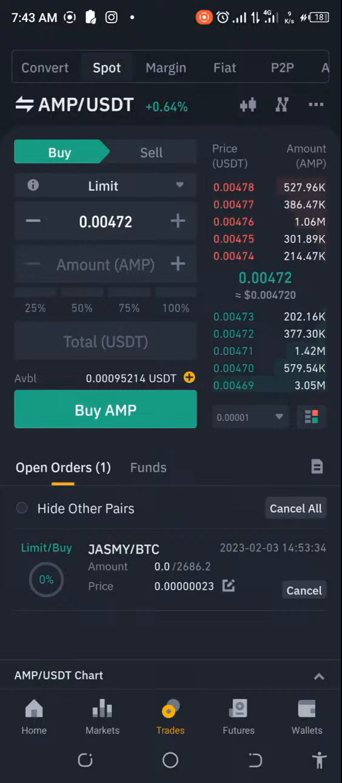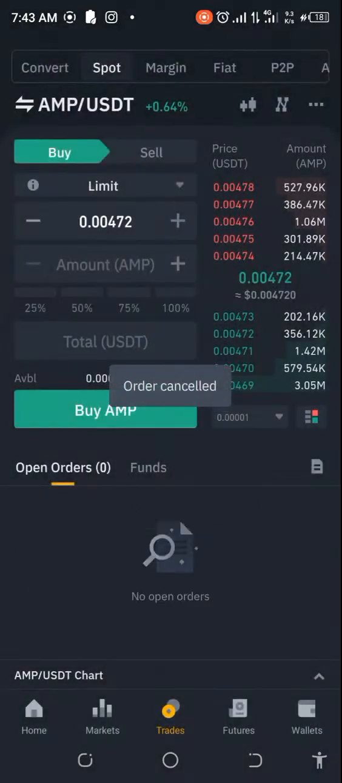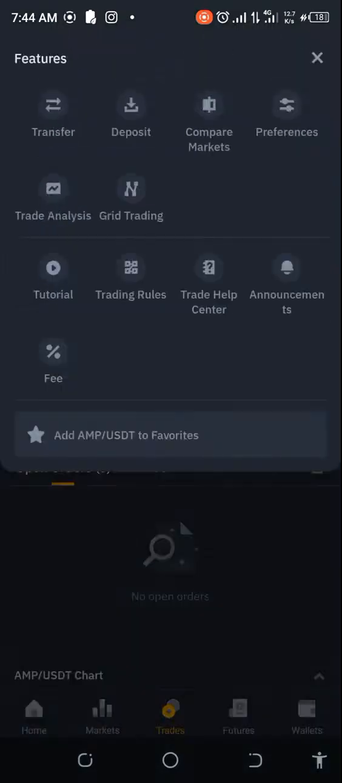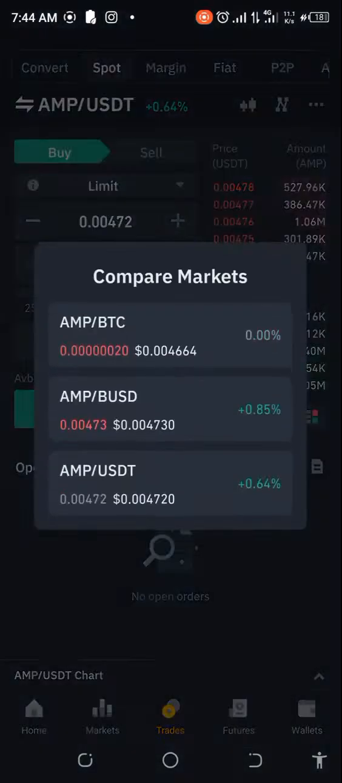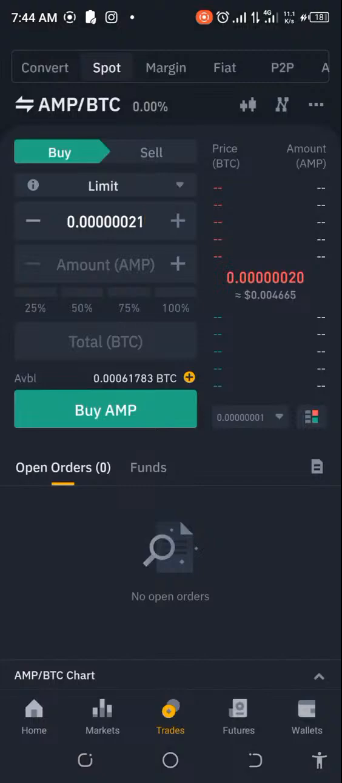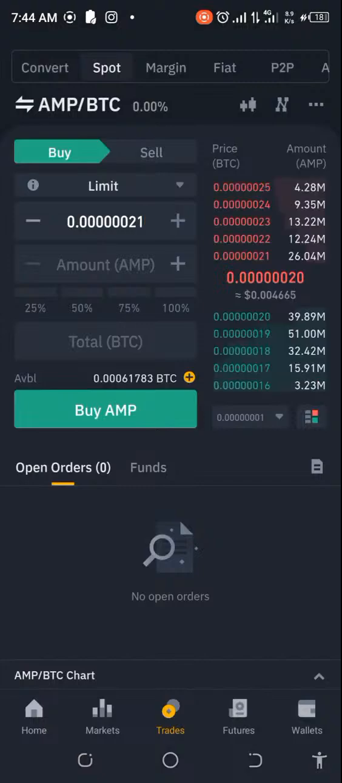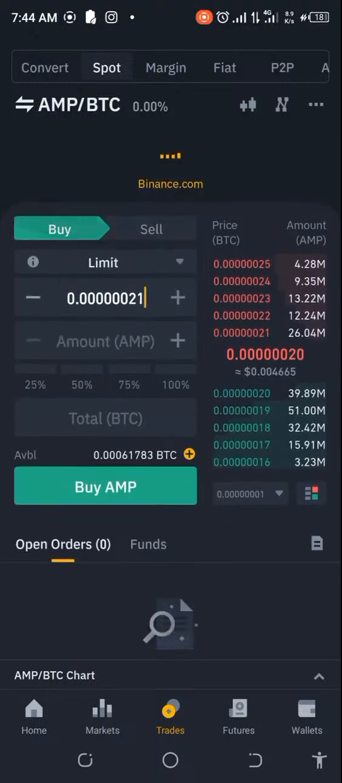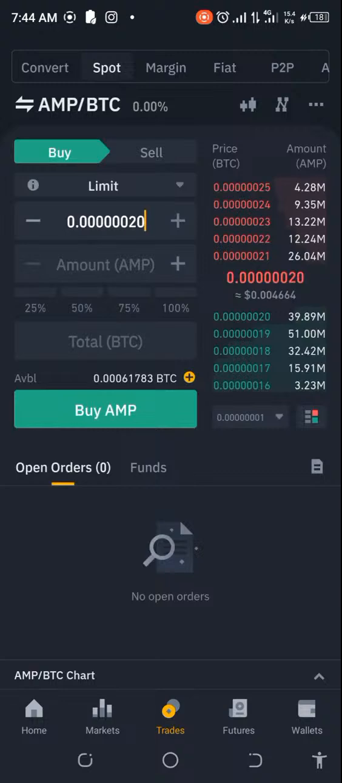Okay, so what I'm going to do first and foremost is cancel this trade. So once I cancel that, it releases back my BTC, and then I go ahead to do this for BTC. And let's hope that this works. So now what I'm seeing here is the current price.